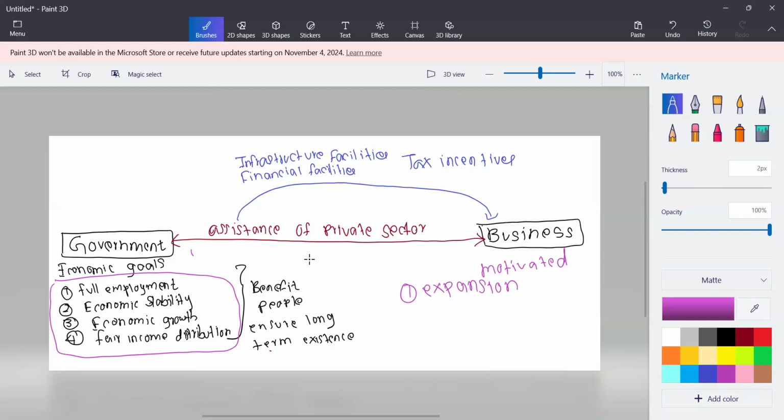Now, this is what we call a mutual relationship between them. They have a need and the other side also has a need. One fulfills the other's need, and the other fulfills their need. You get it? Mutual relationship. Because government gave these benefits, they got motivated, they expanded their business, and indirectly what happened? The government's goal got fulfilled. That is why government helped them. You get it? So this is what we call a mutual relationship.